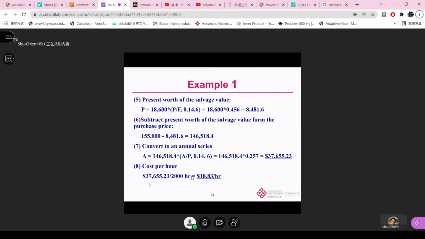Then we can have the present worth of the salvage value. Like here, we can convert the future value. Like the P is equal to the 18,600 times the bracket of the PF, 14, 6. So we get 8,481.6. And we can also subtract the present worth of the salvage value from the purchase price. So we get this 146,518.4. And then we can convert this P, okay, we can convert this P to annual value.